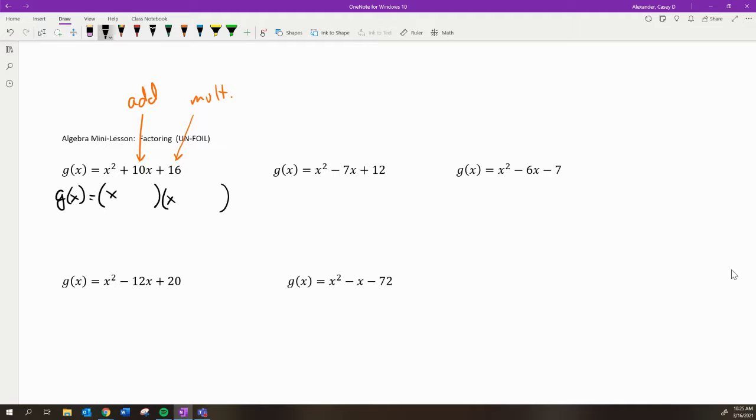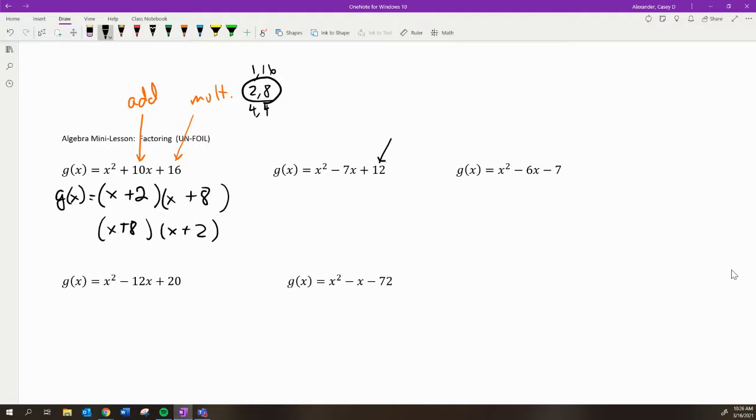And let's think of numbers that multiply to 16. There's 1 times 16. There's 2 times 8. There's 4 times 4. But 2 times 8 is what we want, because 2 plus 8 is 10. So they both multiply to 16 and add to 10. So we could say x plus 2 times x plus 8. You could also say x plus 8 times x plus 2. Those are the same thing. Let's do one more, and then I'll have you try a few.